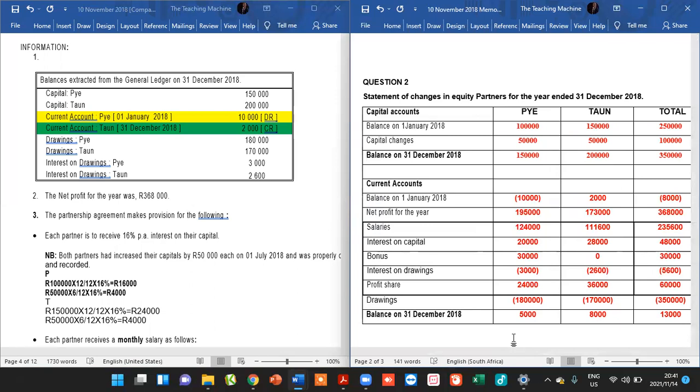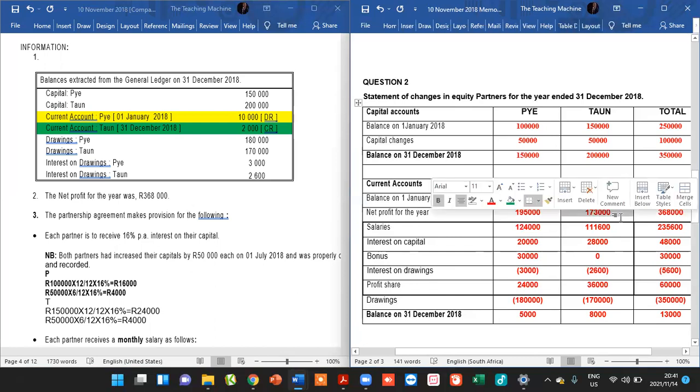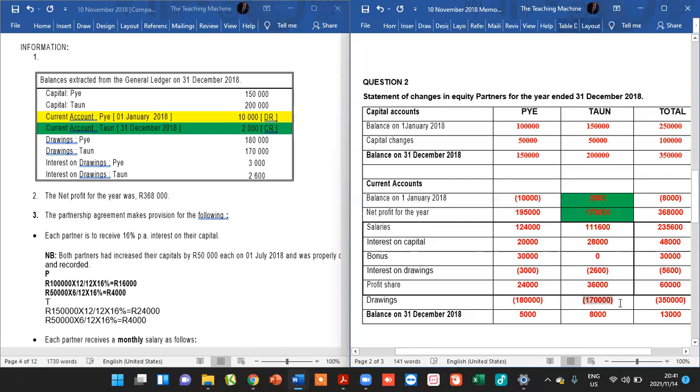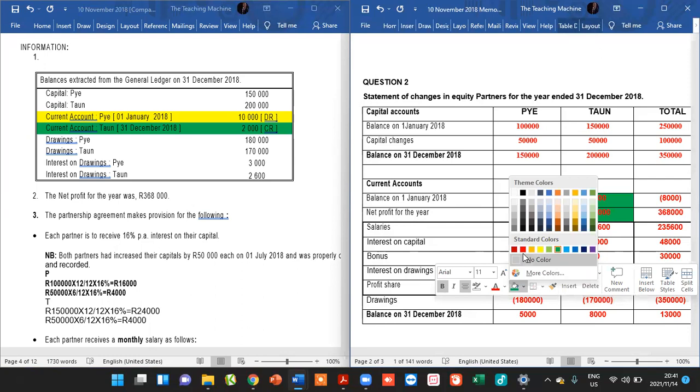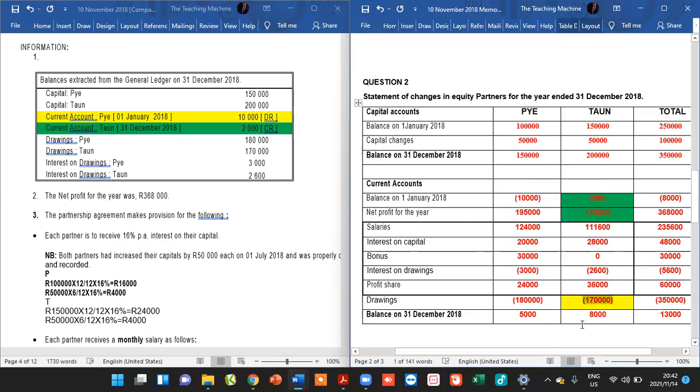Let me go through the formula again, how to calculate the balance at the end. You said it's the balance at the beginning and then the net profit for the year, and what else? Minus the drawings. Okay. So using this example, I'm going to use green. Why green? Green means you add these two. And I'm going to use red. Why red? Red means minus. Okay, I think red is not a good idea. Yellow. So you add these two, you minus the yellow one. It should give you the balance at the end.